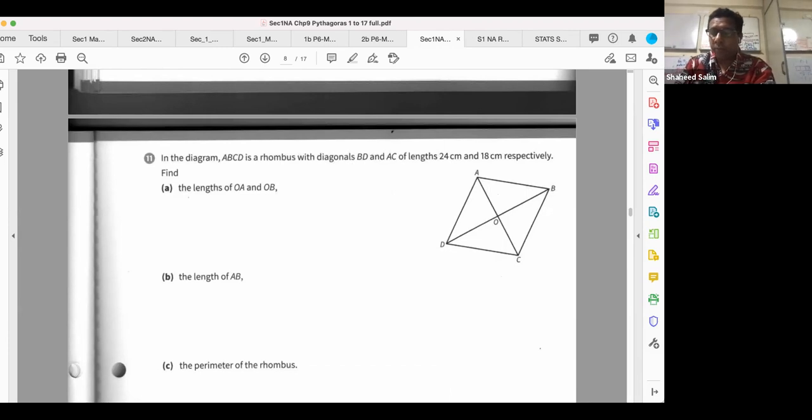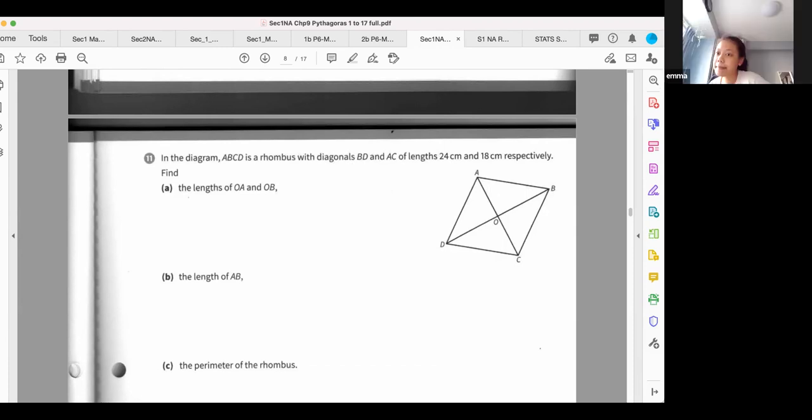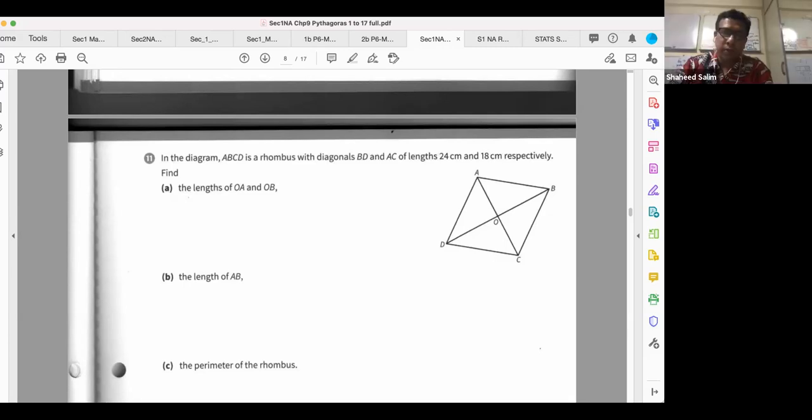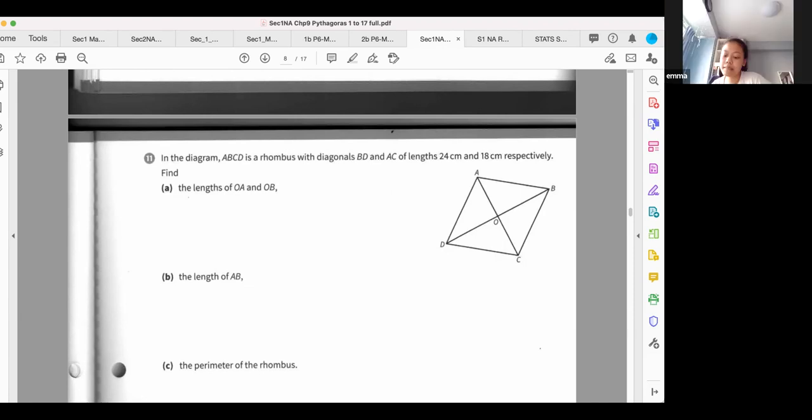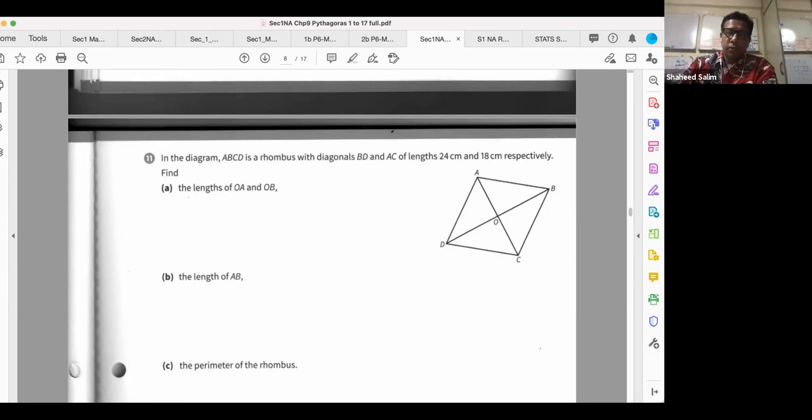Okay. You move on to the perimeter then. Let me just check. 15 is correct. Okay. So perimeter. 60. 60, yes. So how is it? Easy, not? Quite easy, yeah.